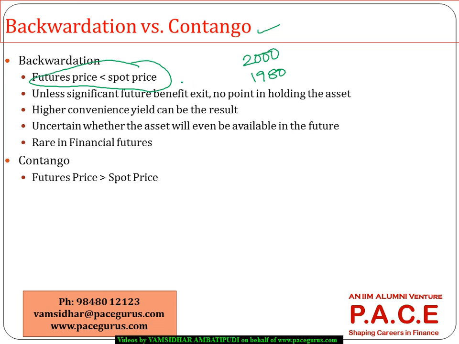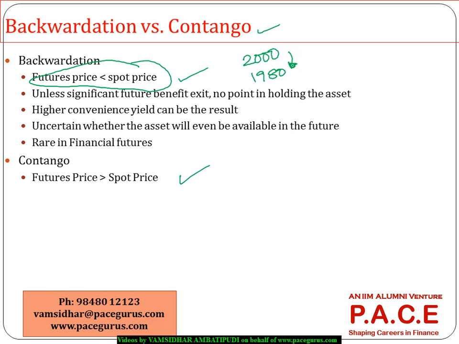In that case, we call that particular product is in a backwardation market. Whereas if the futures price is greater than the current spot price, we say that product is in a contango kind of a market.